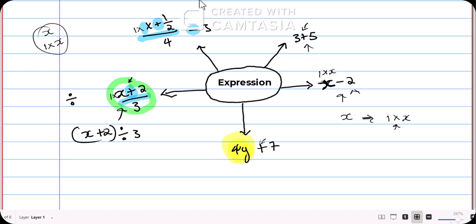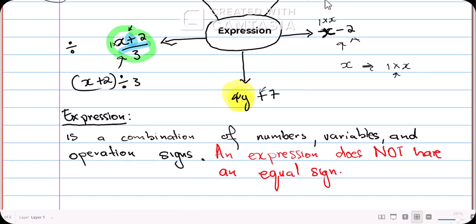So we have these examples of expressions. An expression is a combination of numbers, variables, and operation signs. These are the operation signs. Now you should bear in mind that an expression does not have an equal sign. This is what you should know. The expression does not have an equal sign. I have shown the examples above.